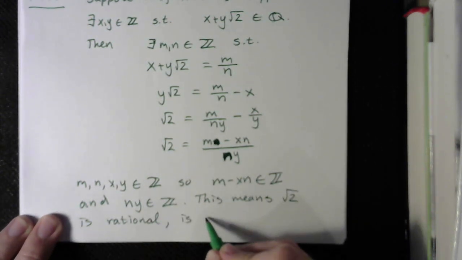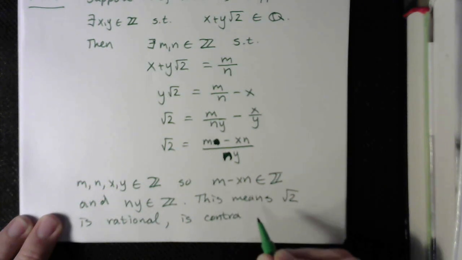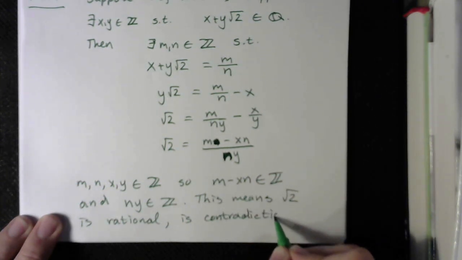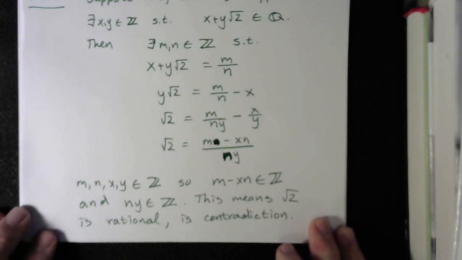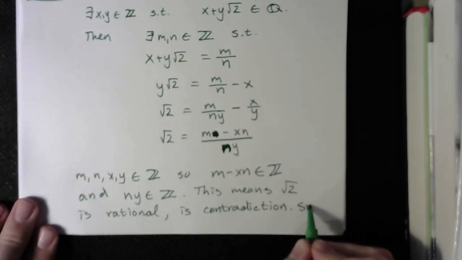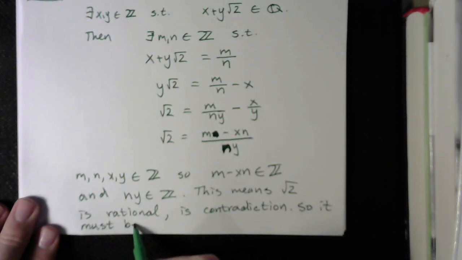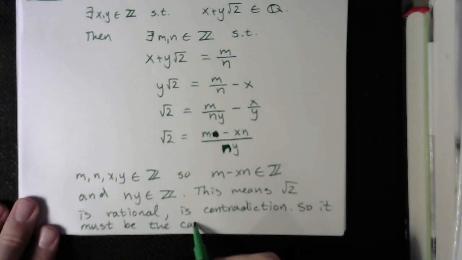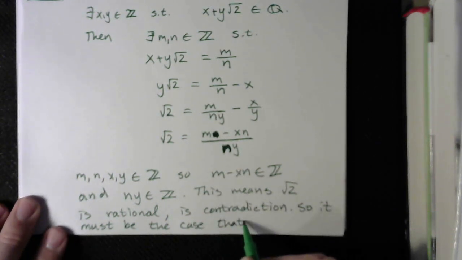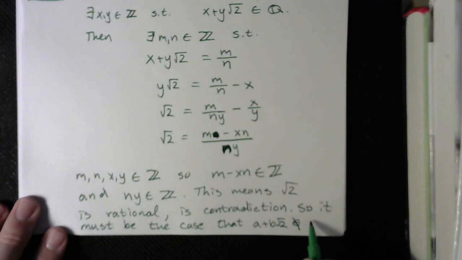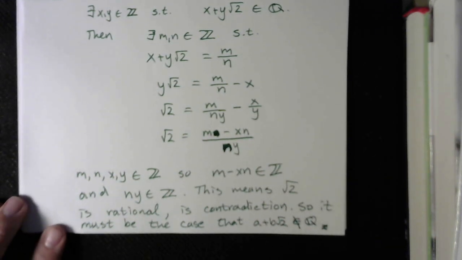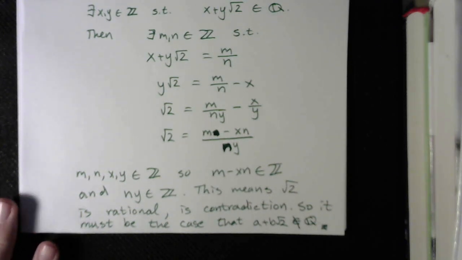Which is a contradiction to the known theorem that the square root of 2 is irrational. So it must be the case that a plus b root 2, and I'm running out of space here, so I'm going to shorthand this as not in Q, not rational. And that's the end of the proof there.